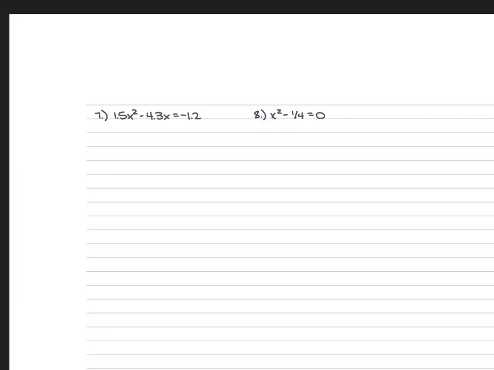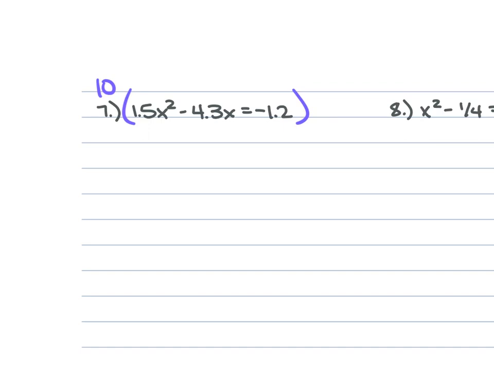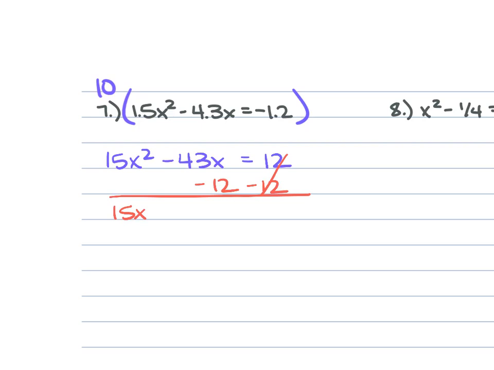For our next one, we have 1.5x squared minus 4.3x is equal to negative 1.2. We are going to multiply this entire thing by 10 to get rid of these decimals to make our lives a little bit easier. So we would have 15x squared minus 43x is equal to 12. So I'm going to move the 12 over by subtracting it from each side. So I have 15x squared minus 43x minus 12 is equal to 0.